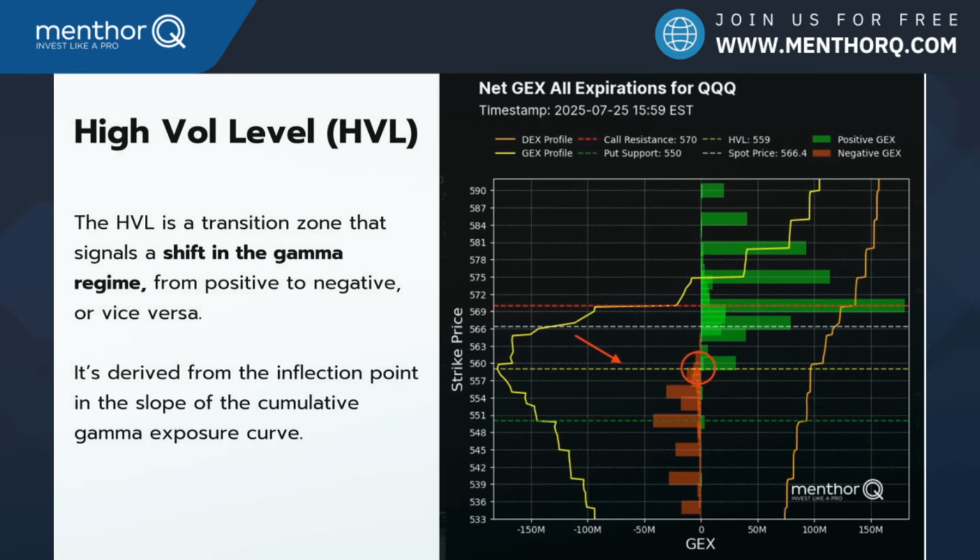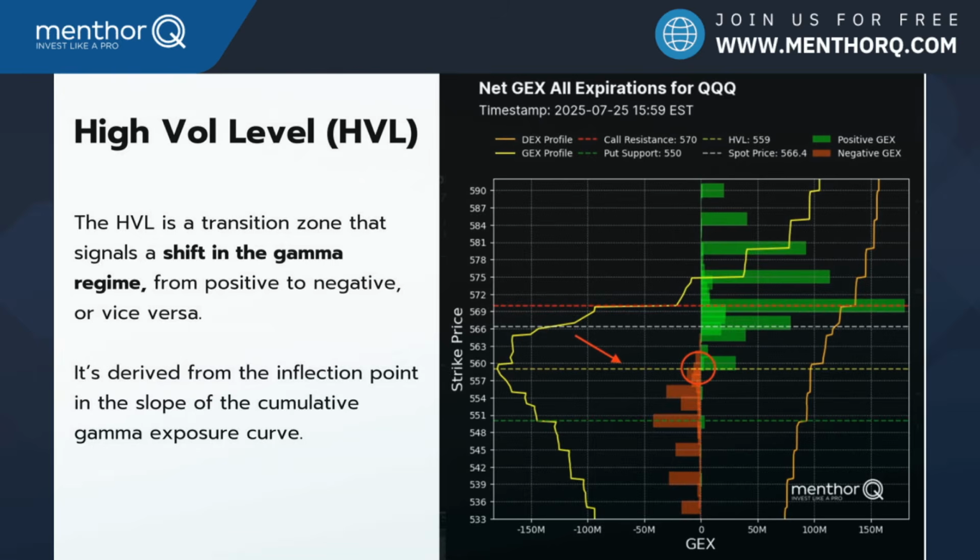Above the HVL, we are in a positive gamma environment. So again, dealers hedge against price movement, which really helps stabilize price action. Below the HVL, we are in a negative gamma environment. And again, dealers hedge with price movement, amplifying volatility. So why does it matter? Because if the price is above the HVL, you are more likely to see a mean reverting environment. If the price is below the HVL, you are more likely to see momentum-driven setups, breakout strategies, and so on.